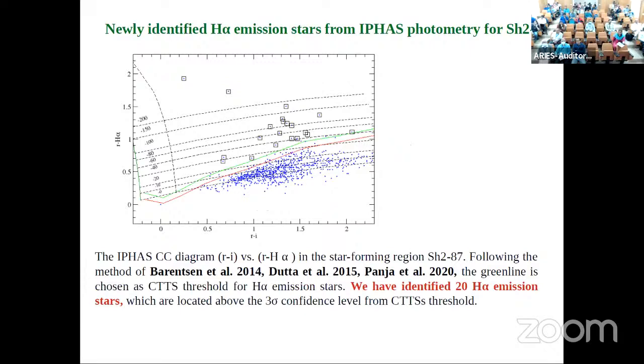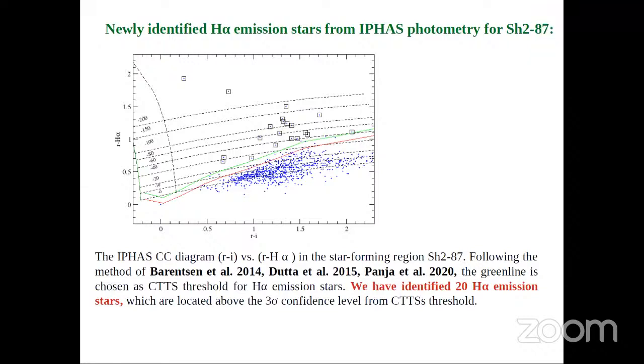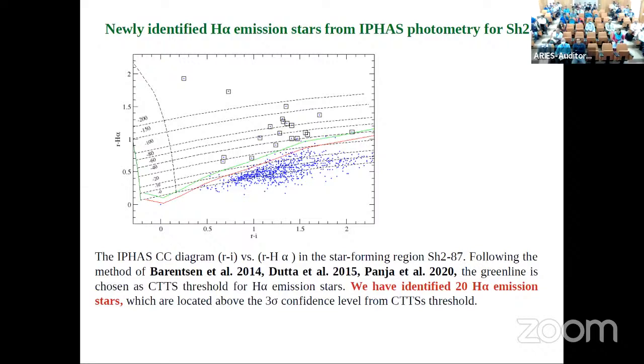Okay, but from our slitless spectroscopic observation, we have not got enough H-alpha sources. So we have also used the IPHAS data, and from the r minus H-alpha versus r minus i color diagram, we have identified 20 H-alpha emission sources. We have just followed the standard method of Barentsen et al. And the sources which lie above the 3 sigma confidence level of this green line, which is the CTTS threshold, are classified as H-alpha emitters.